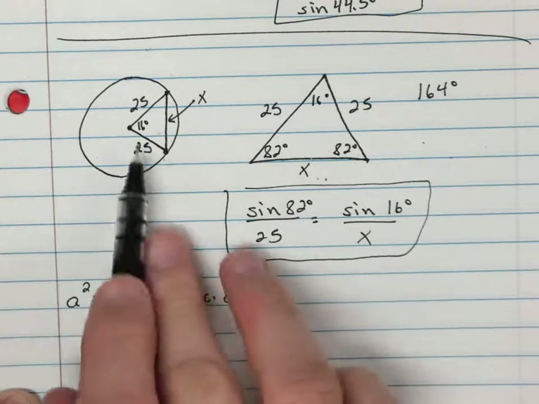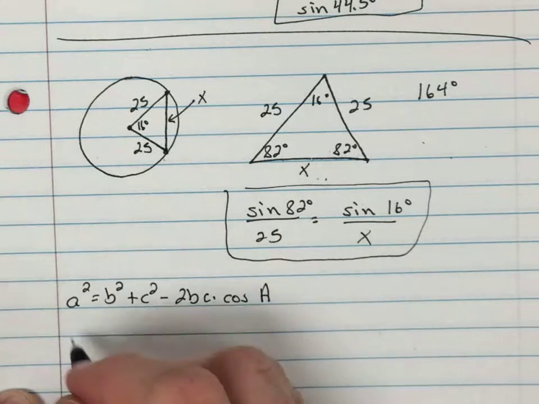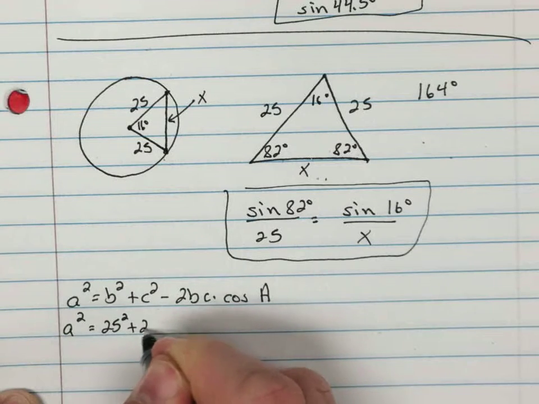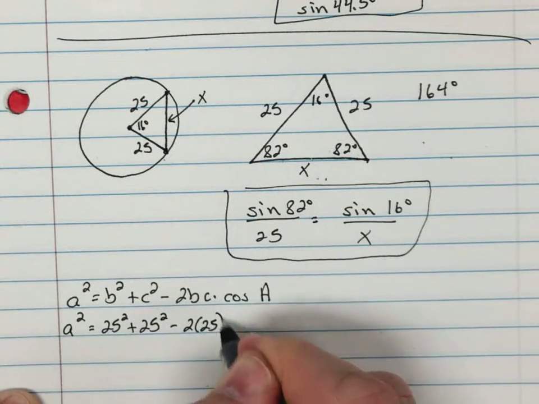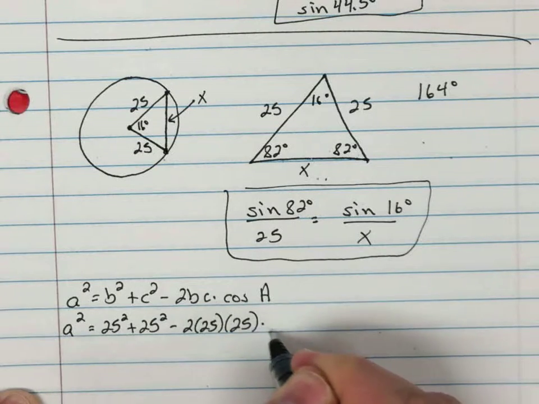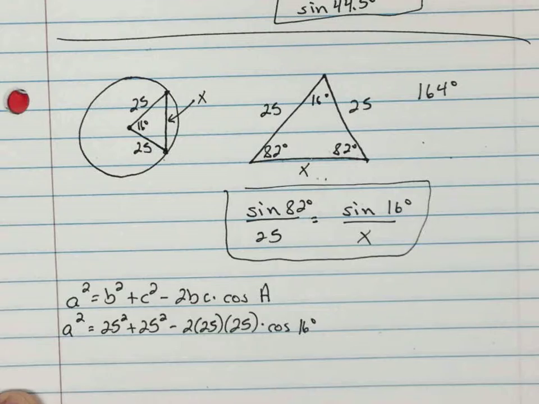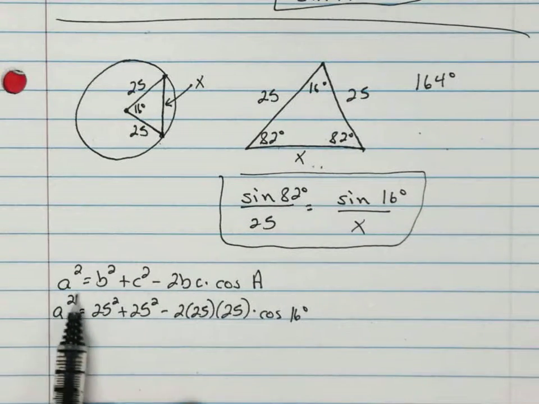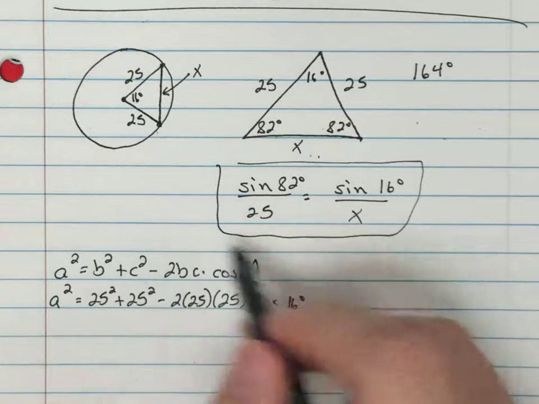So that makes little a unknown, and it makes B and C 25 and 25. You have A squared equals 25 squared plus 25 squared minus 2 times 25 times 25 times the cosine of 16 degrees. Make sure on law of cosines that last step, so to get rid of the square, you're going to have to square root this whole thing. I solved it this way.